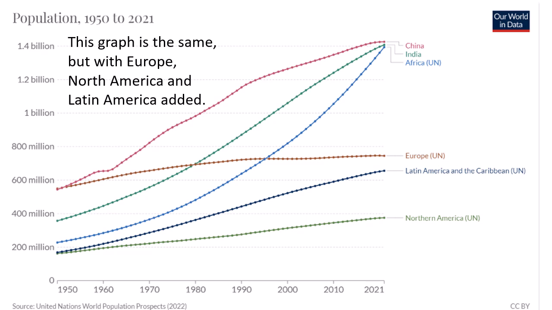This is the same graph, but we have added three other parts of the world: Europe, North America, and Latin America. So you can see those at the bottom. The highest of those three is Europe, and then Latin America, and then the one at the bottom is North America. They are all much flatter. Europe is almost completely flat. Latin America is growing, but nothing like as fast as China and India and Africa, and the same for North America.